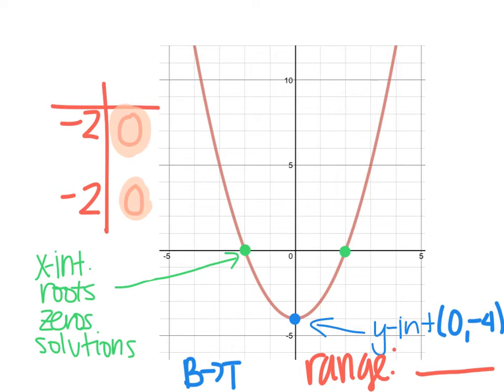So the bottom of my graph for this problem is down here at -4. So my range is going to be y's that are greater than or equal to -4. And it's greater than or equal to because the graph is above this line that I drew at -4.